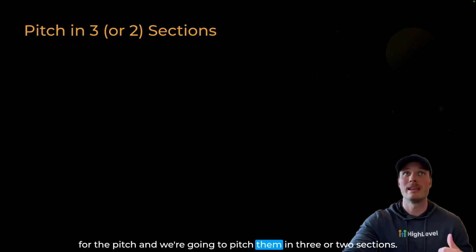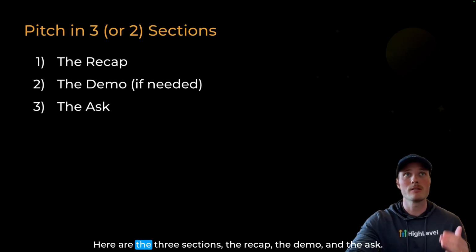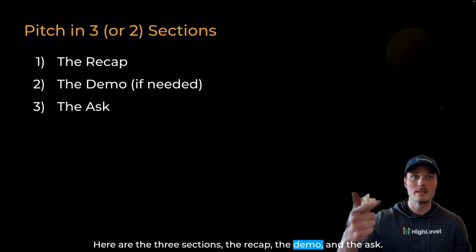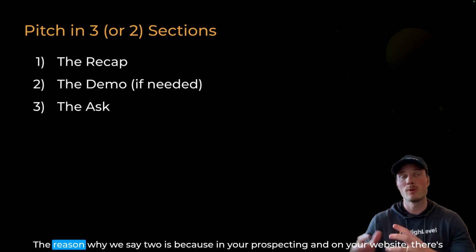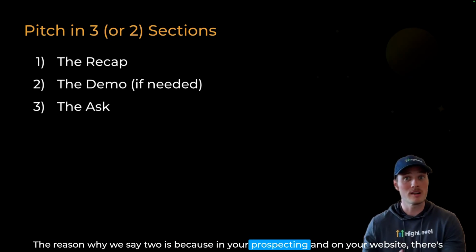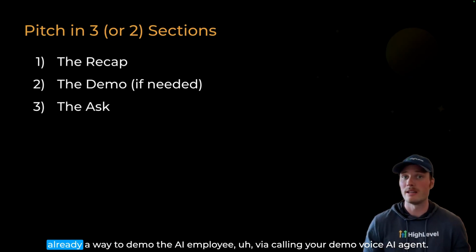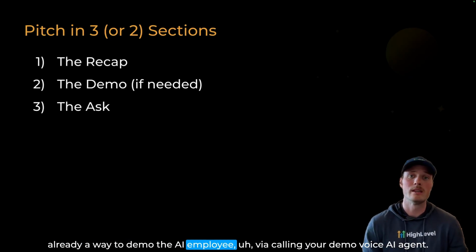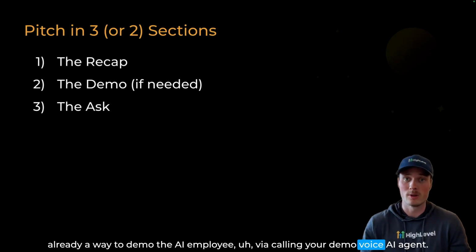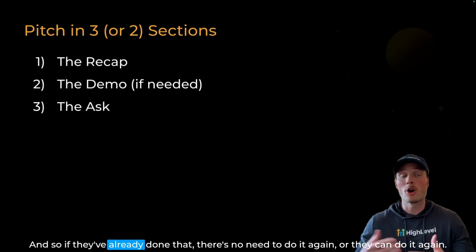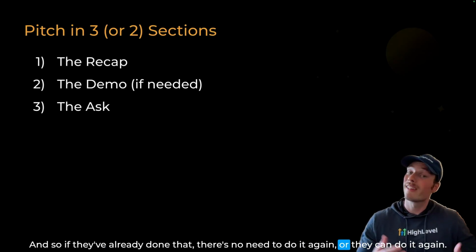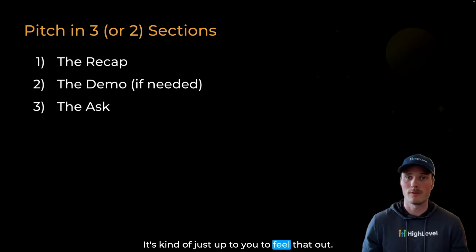and we're going to pitch them in 3 or 2 sections. Here are the 3 sections: the recap, the demo, and the ask. The reason why we say 2 is because in your prospecting and on your website, there's already a way to demo the AI employee via calling your demo voice AI agent. And so if they've already done that, there's no need to do it again, or they can do it again. It's kind of just up to you to feel that out.